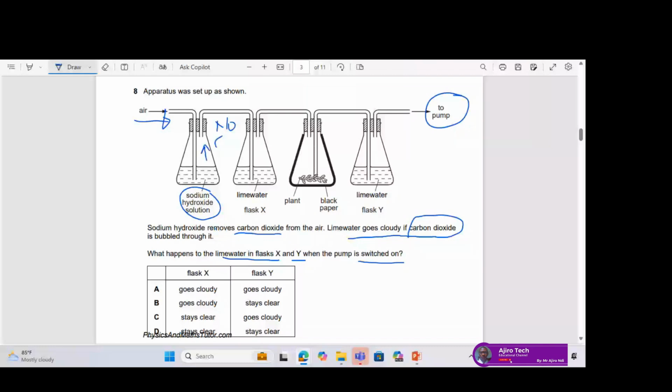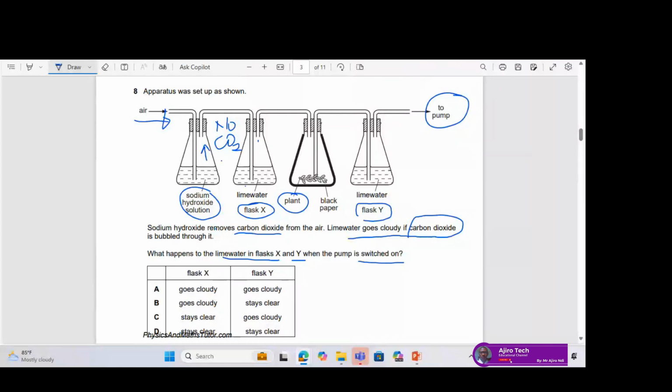Let me go with D. Okay, all right. So we agree that for X it stays clear, right? Yes, because since there's no CO2, it does not turn cloudy. Then the air goes all the way down to the plant. So in D it says this stays clear again. Why are you saying it stays clear for D?